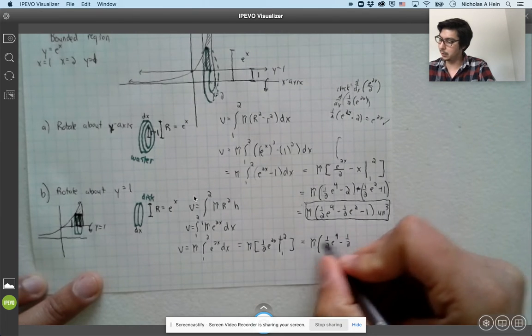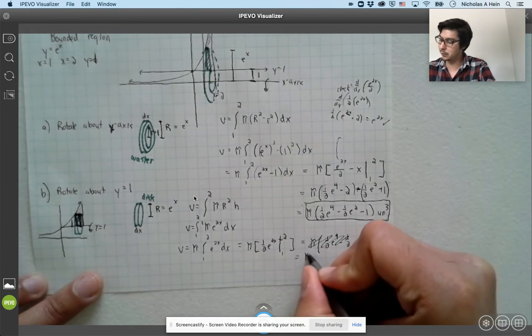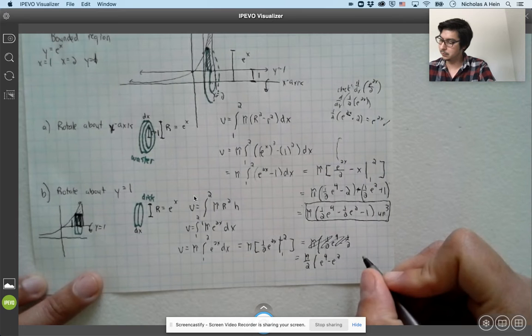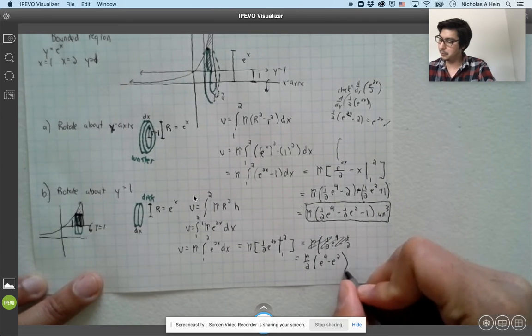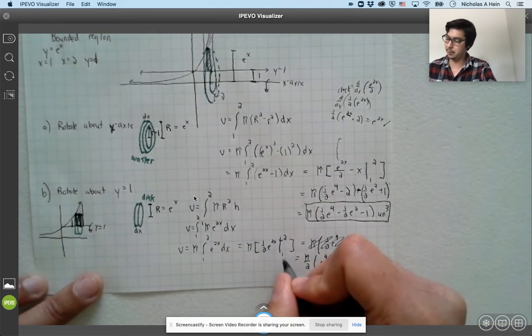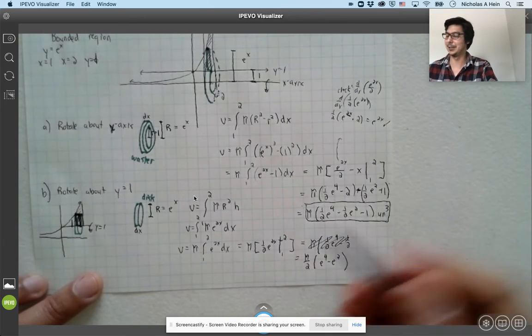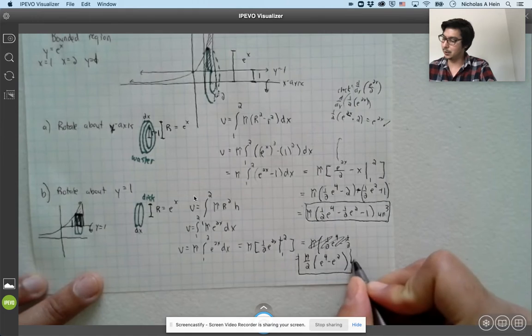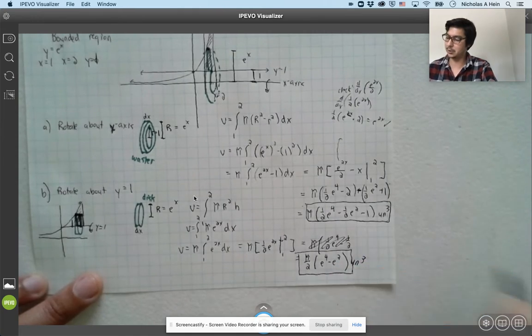Well, I'm going to pull out the 1/2. Let's write it as pi over 2 times e to the 4 minus e to the 2. And that's it. There you go. Upper minus lower. I don't know why in my head I was thinking there was going to be more to it, but it's a little bit simpler here. And units cubed. And there's our answer for that one.